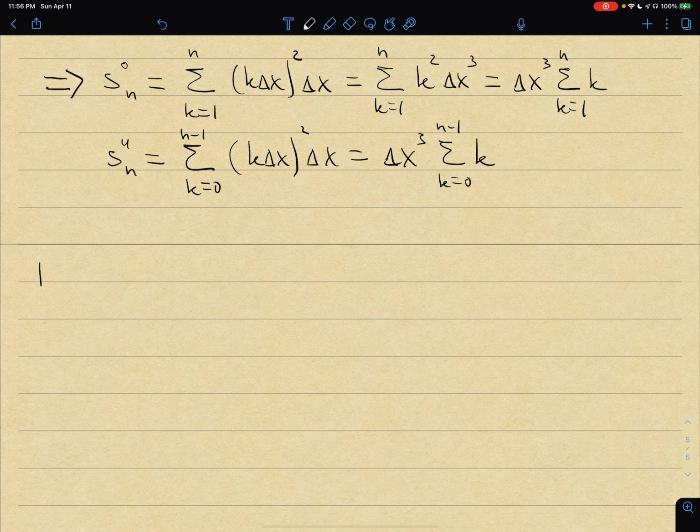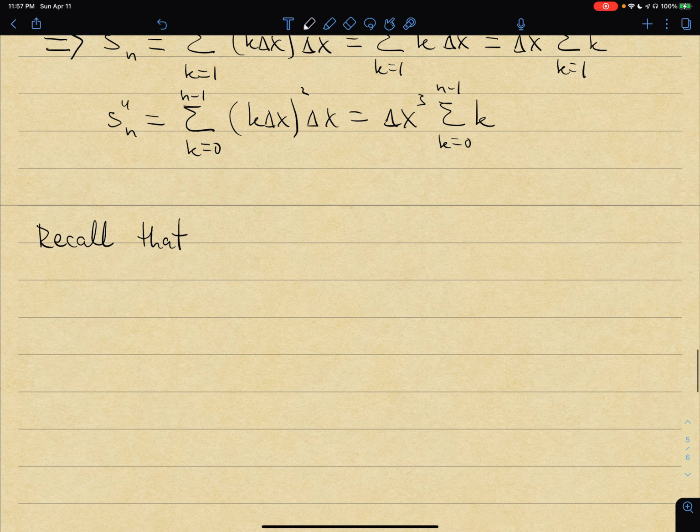So now let's recall that formula that I had just mentioned. Recall that. So let's call A_m, that is equal to the sum from l from 1 to m of l.